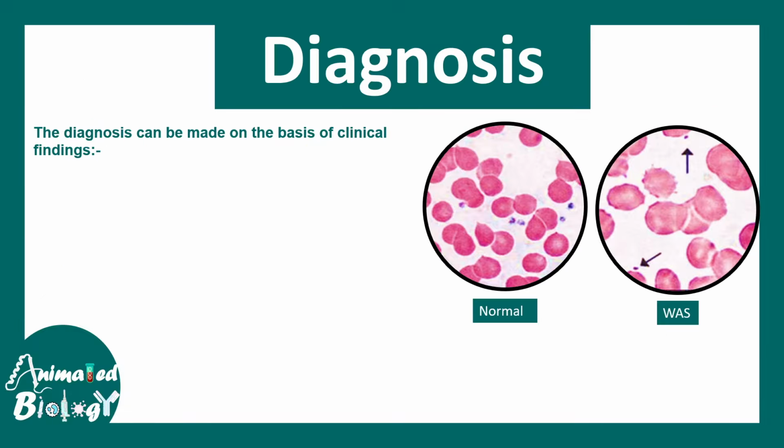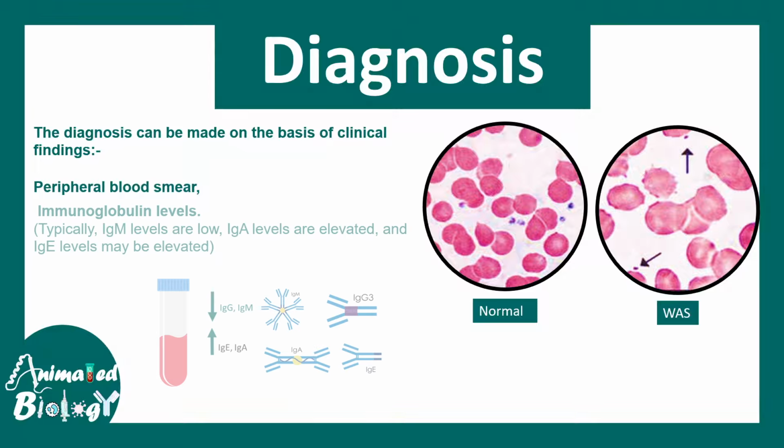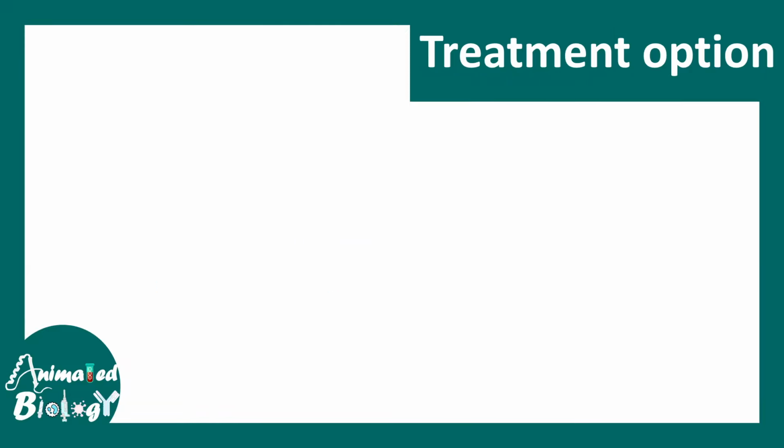So in terms of diagnosis, a peripheral blood smear can give us some idea about Wiskott-Aldrich syndrome because there would be abnormally small platelets, shown here in this diagram. Also, immunological levels of IgG, IgM and all the other antibodies can be checked to understand whether there is Wiskott-Aldrich syndrome or not. The definitive diagnosis is genetic sequencing, which is costly in nature.